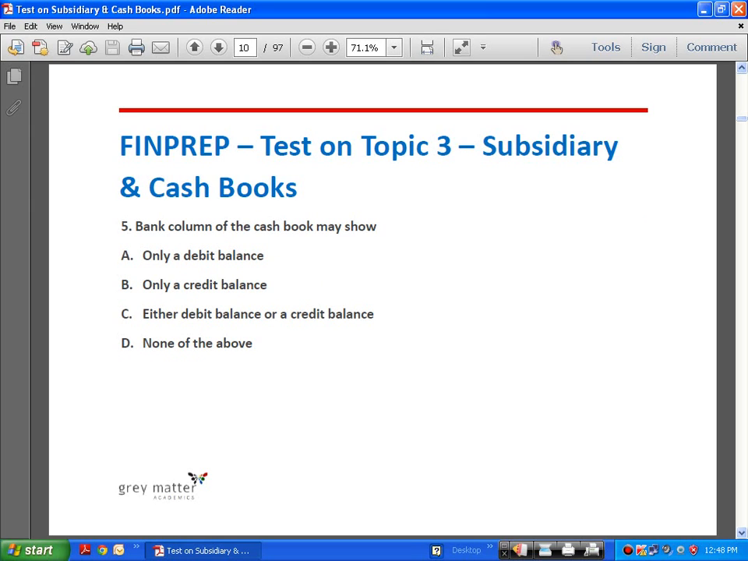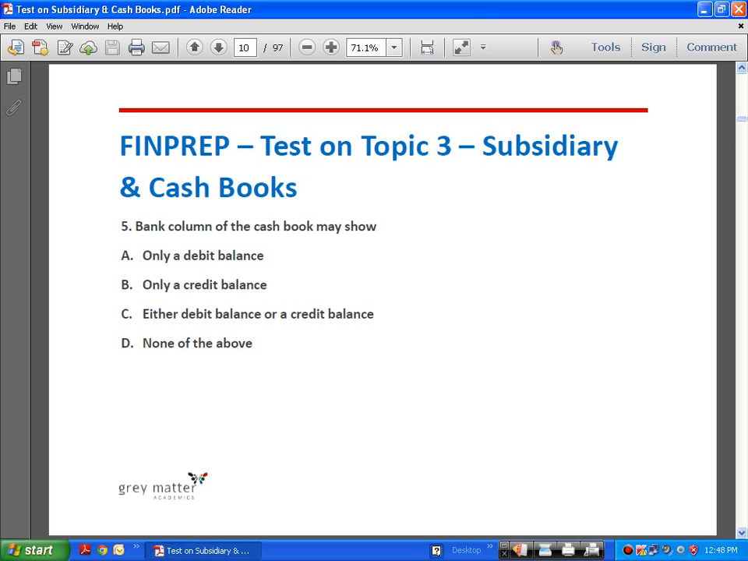Next, fifth question. The bank column of the cash book may show. So we want to know what's the nature of the balance in the bank column of the cash book. The bank column of the cash book may show either a debit balance or a credit balance. Debit balance means a favorable balance, which means the business has money in its bank account. Credit balance means unfavorable balance or an overdrawn balance.